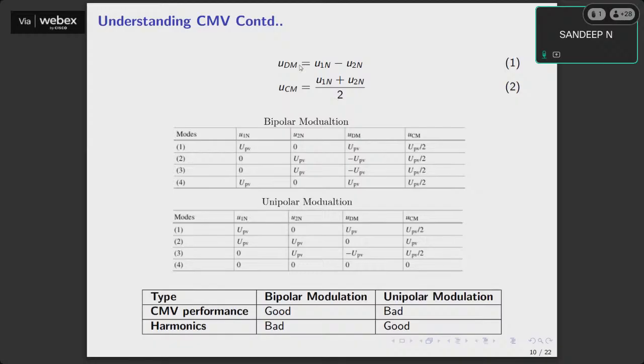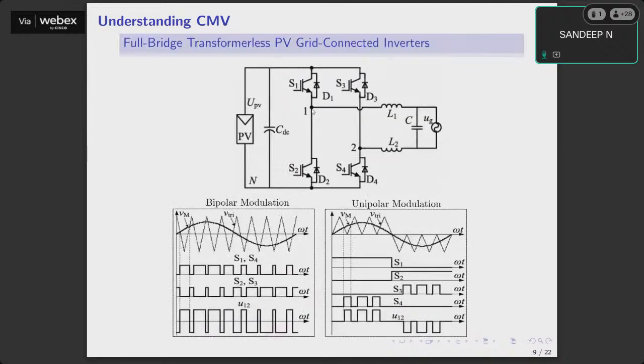Now, let us define two terminologies. One is called the differential mode voltage, and another is called the common mode voltage, UDM and UCM. What is the differential mode voltage? That is U1n minus U2n. You measure the voltage from 1 to n, then from 2 to n, and the difference of that is your differential voltage. That is what we refer to as the inverter output voltage, because the inverter output terminals are 1 and 2, and voltage is always differential.